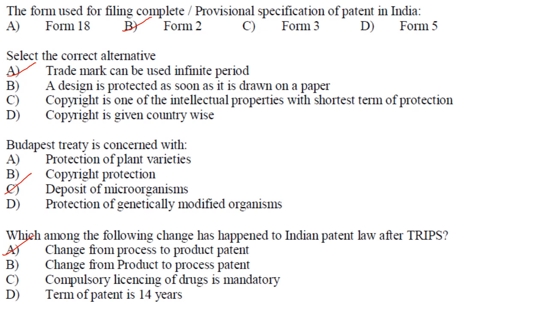Then, Budapest Treaty is concerned with. So it is concerned with the deposit of microorganisms. Answer is option C. Then, which among the following changes has happened to Indian patent law after TRIPS? TRIPS is Trade Related Aspects of Intellectual Property Rights. Change from process to product patent. That itself is the answer. Answer is option A.